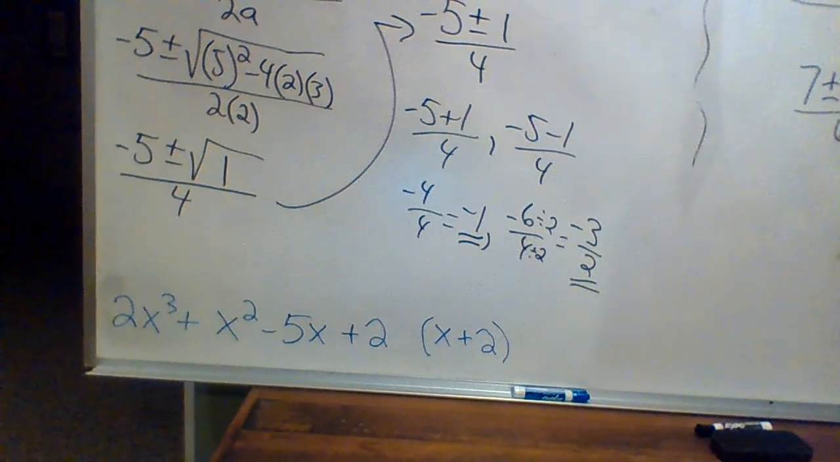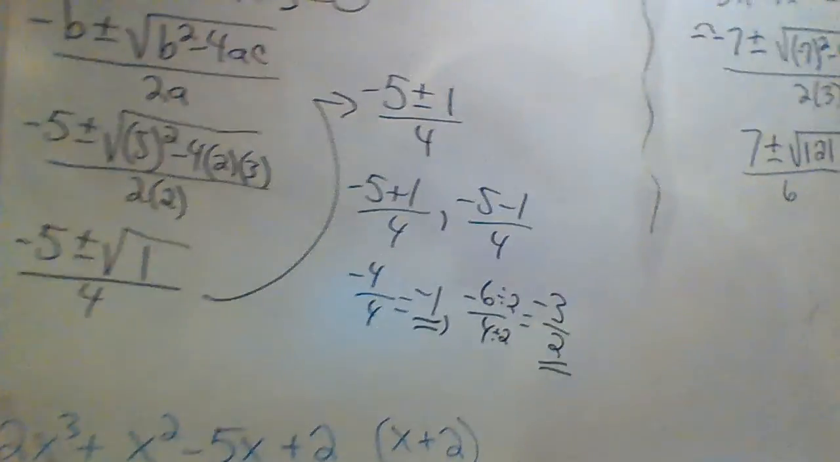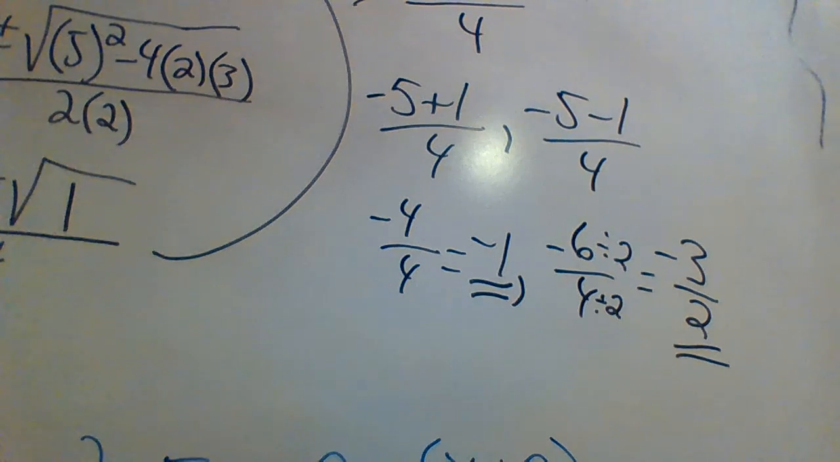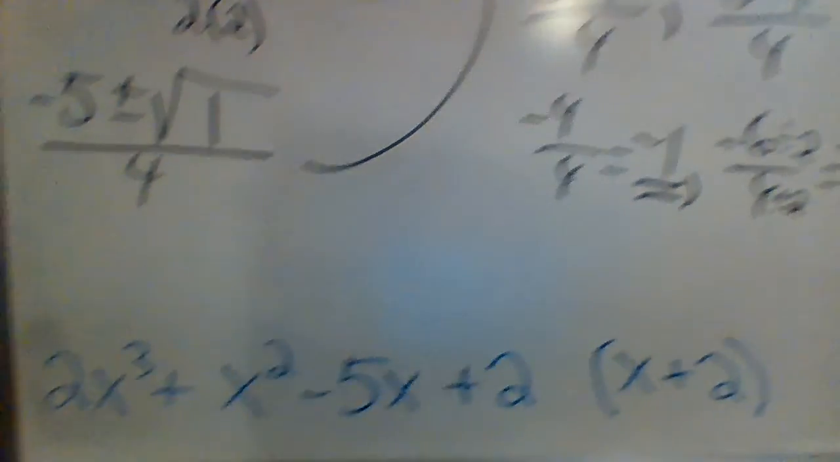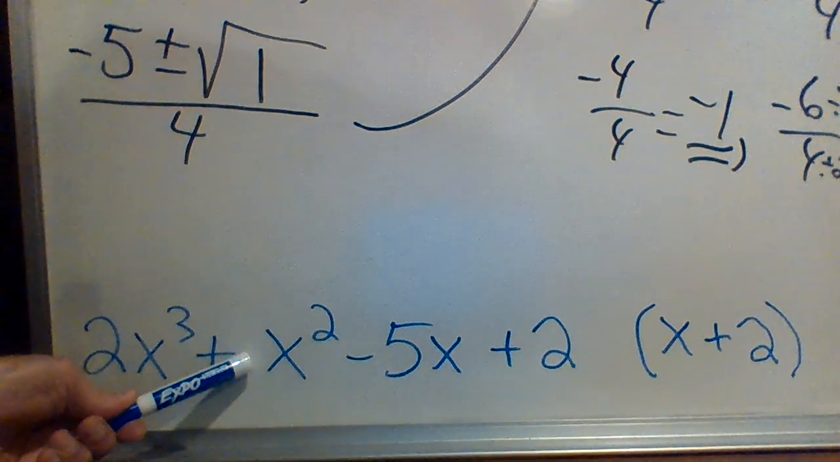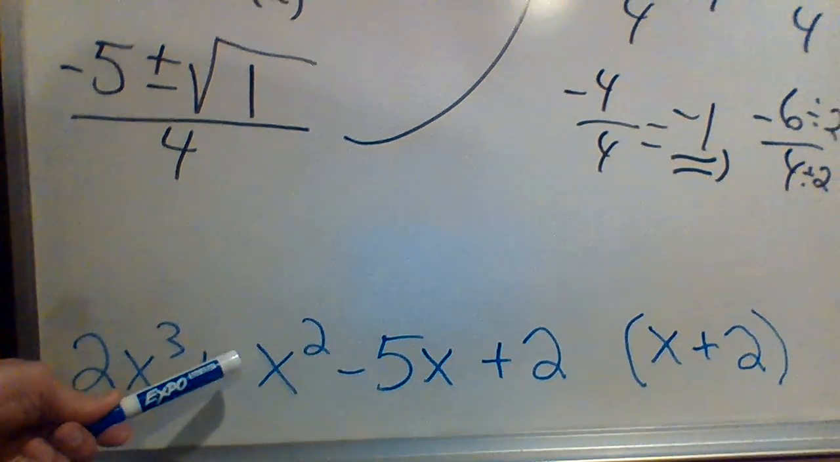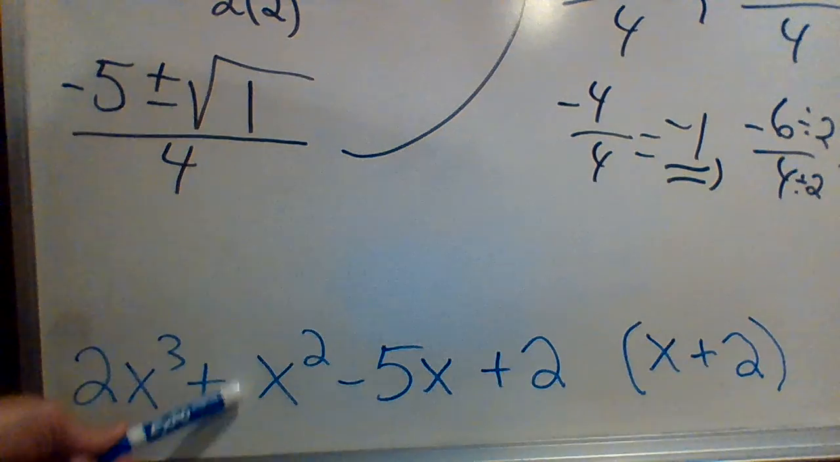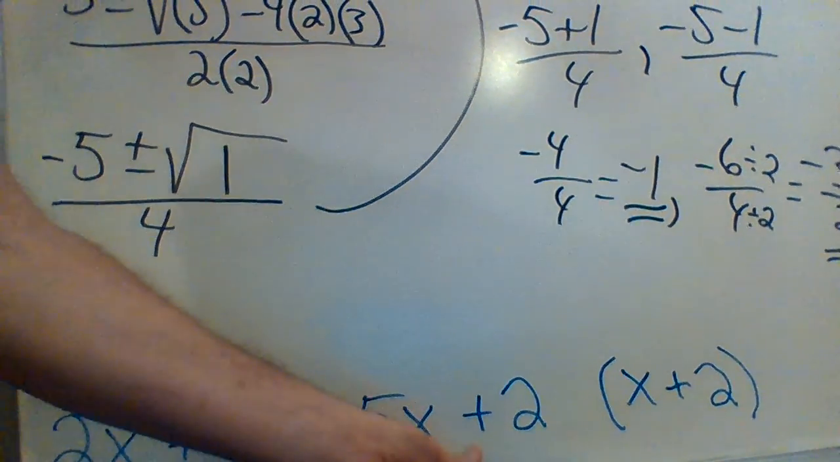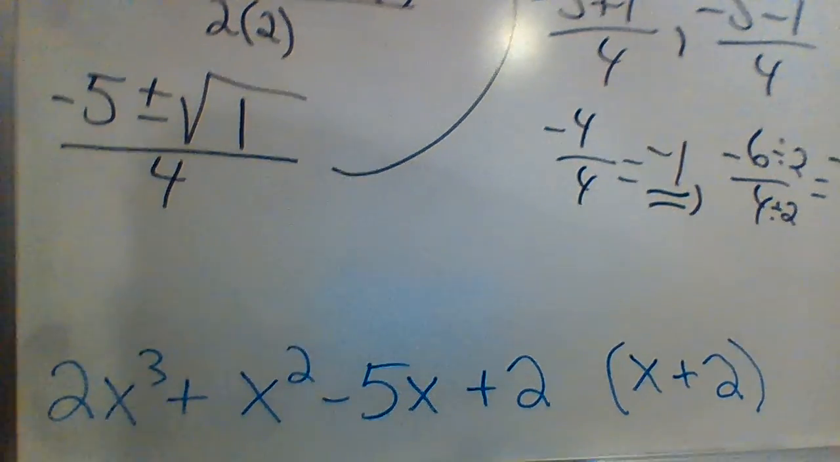I just want to point out, guys, I'm going to go ahead and remind you. Okay, in front of this x squared, put a 1, right? You got to have a coefficient there for the synthetic division. So make sure you put a 1 there. So it's going to be 2, 1, negative 5, positive 2. Okay, make sure you put a 1 here when there's no coefficient, okay? Okay, I just didn't want you to get stuck on that.